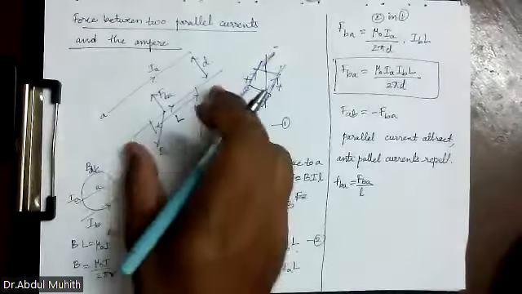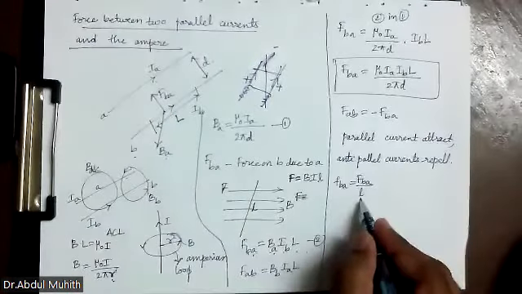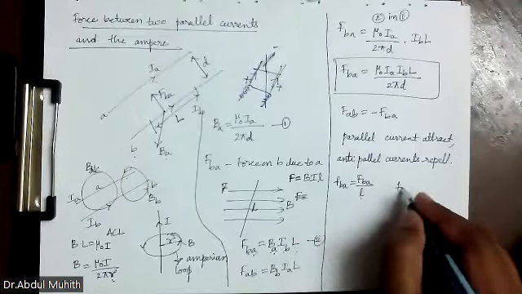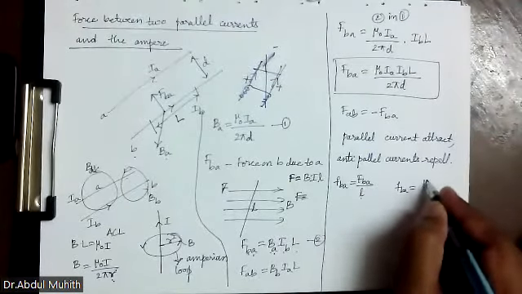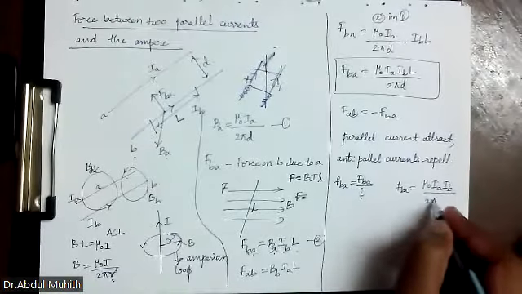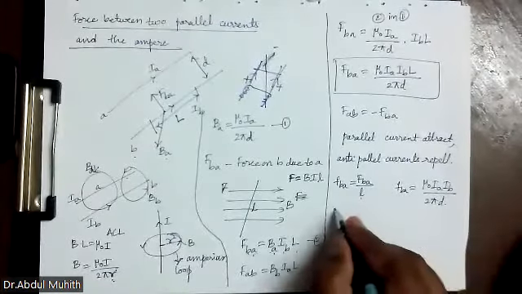So for 100 meters, how much will be the attractive force? That they will find out. So the formula is what? F_BA equals mu 0 into I_A I_B divided by 2 pi d. This is the formula.